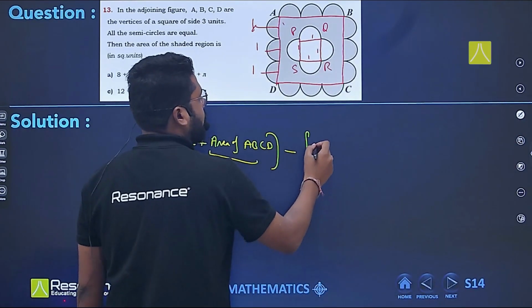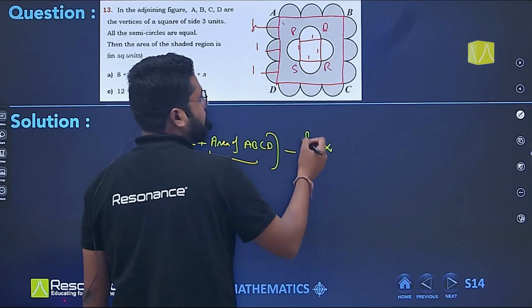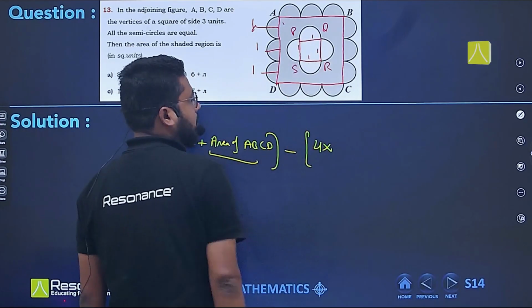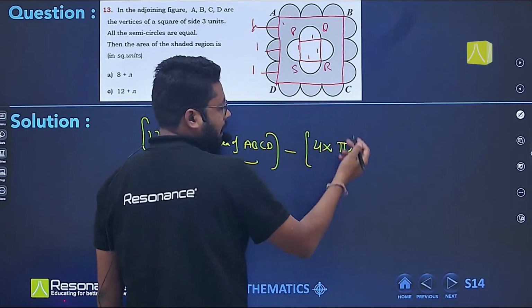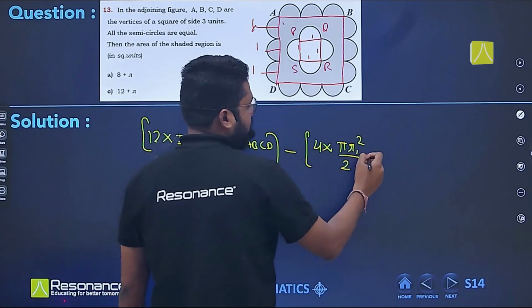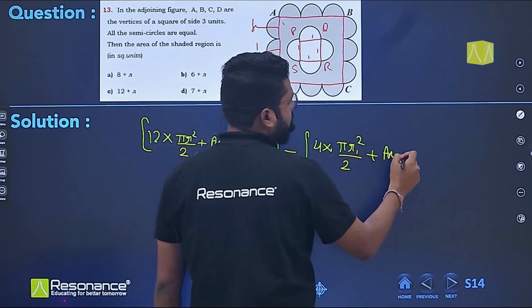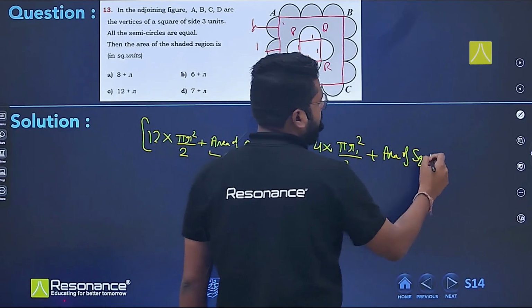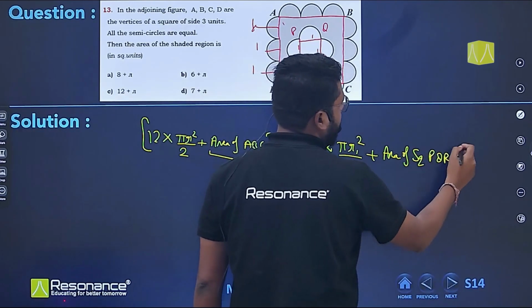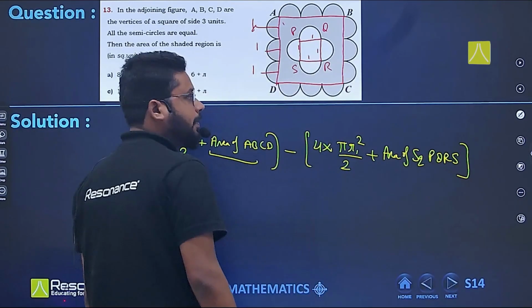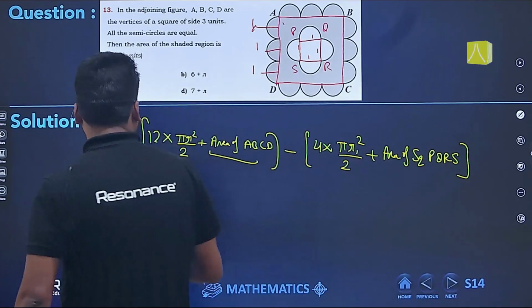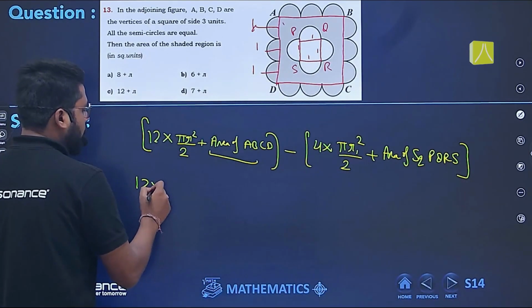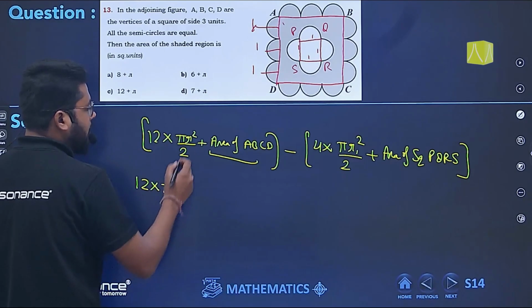Minus 4 into, these are also 4 semicircles, but we'll take the radius different, pi r1 square by 2, plus area of square PQRS. We have to subtract it. So 12 into, we'll take pi as it is, r square.